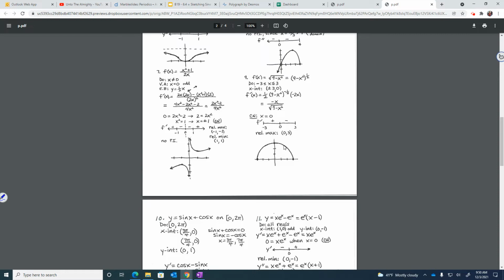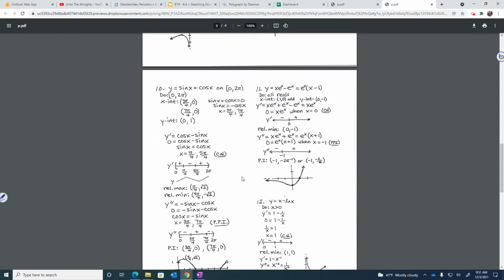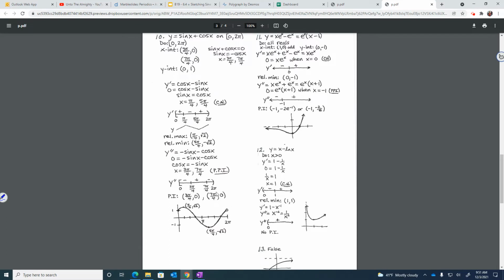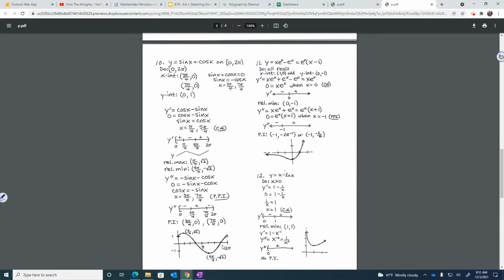Did you guys get something to look like that? Number 10 had this sine and cosine one. There's a lot of work there, but the graph ends up looking something like this. Yeah, that's a lot. All right. Let's see here. X-intercepts: there's two of them, 3 pi over 4 and 7 pi over 4. Y-intercept is at 0. First derivative here gives you critical numbers of pi over 4 and 5 pi over 4.